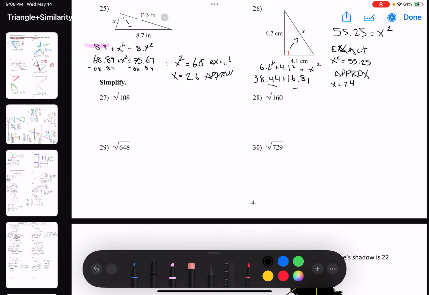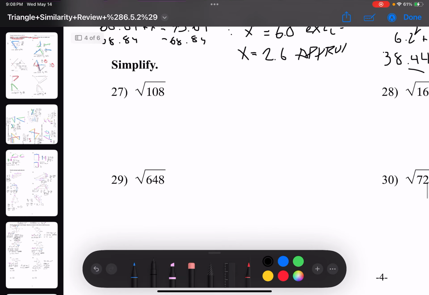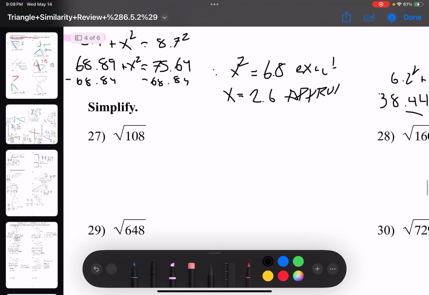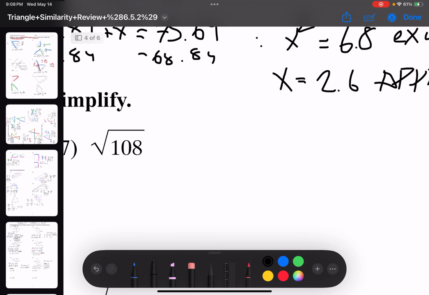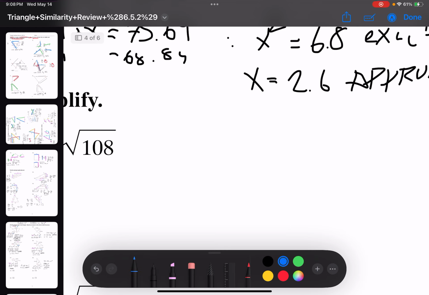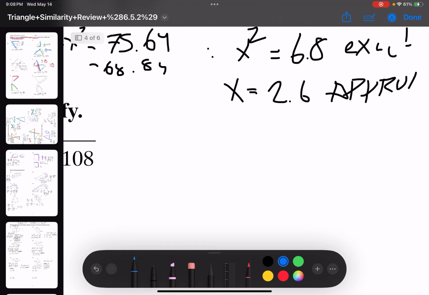Okay guys, so now we're going to be simplifying our radicals. Hold up, let me just explain something real quick. A prime number is a number that you can't multiply anything to get by. Like you can't times a number to get 3, basically.